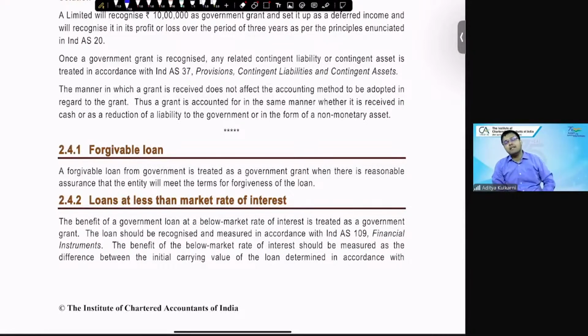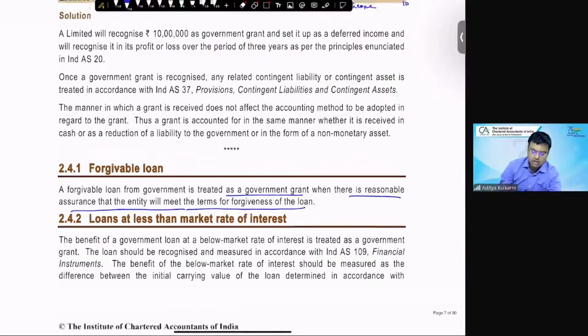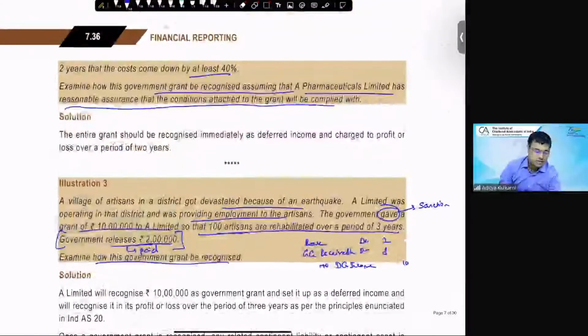So if you are meeting the condition of fulfilling the forgiveness of the loan, then you are well within your limits to recognize that as a government grant. Is it okay? So you will recognize a forgivable loan as a grant when there is reasonable assurance that the entity will meet the terms for forgiveness of the loan. Fairly simple, no deviation from what we have been studying so far.